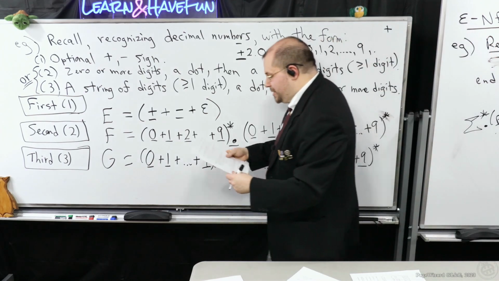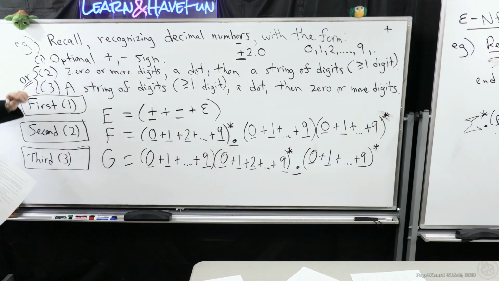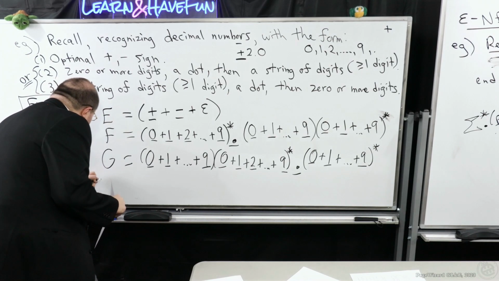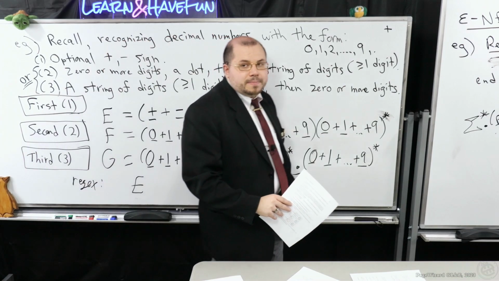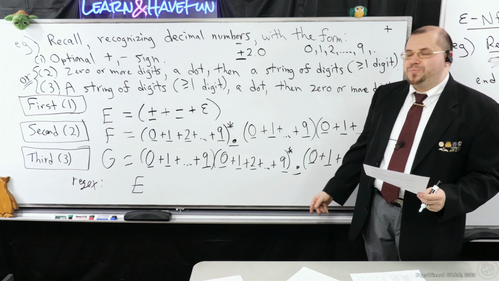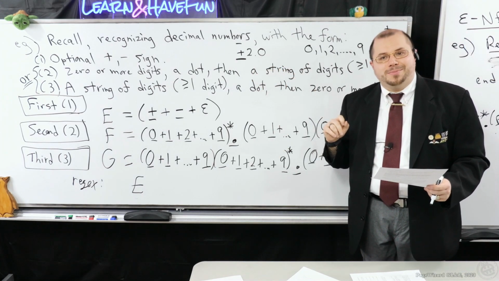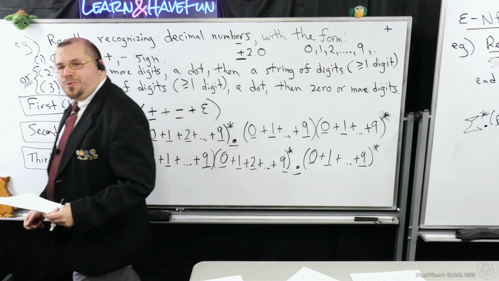So let's take a look at what this would look like. So it says optional plus or minus sign. So that's E. So our regular expression would look something like this. You know it's going to start with E. Then what comes after this? We have 2 or 3. So you got a choice of 2 or 3 that comes after. Which one, what are we going to do?